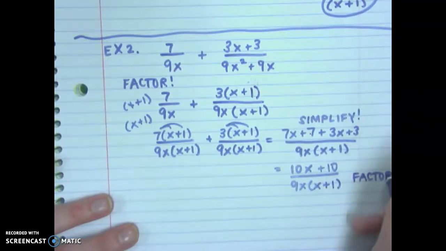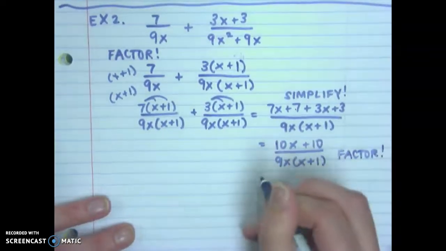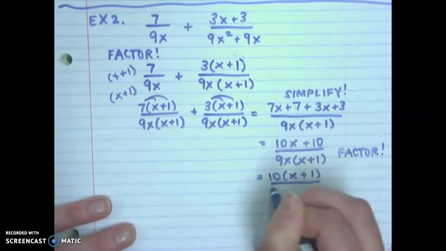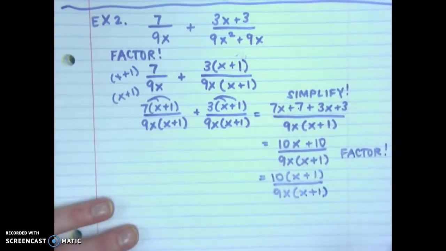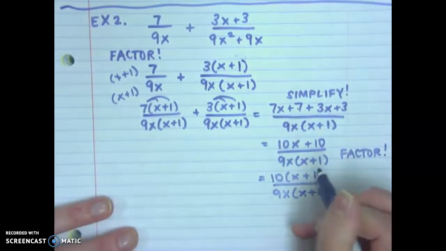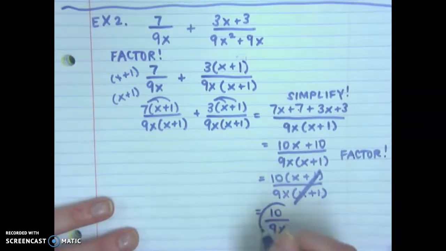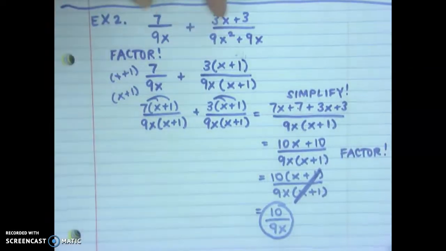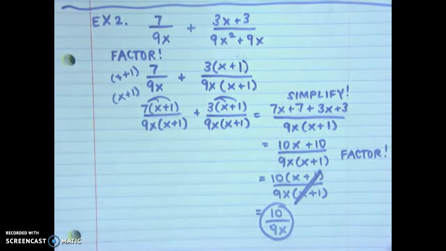Factor to simplify further, if we can, and in this case we can, the numerator I can factor out a 10. Leave the denominator. X plus 1 divided by x plus 1 is 1. And my final answer is 10 over 9x. So when I add these two rational expressions, I get 10 over 9x fully simplified. Done.